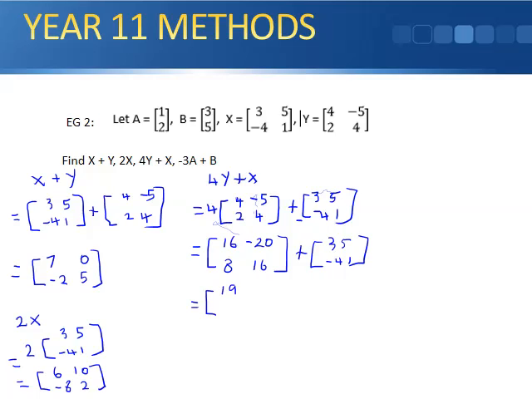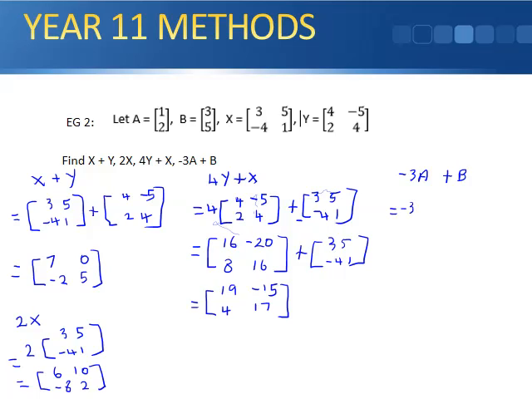16 plus 3 gives us the 19. Minus 20 plus 5 gives us the -15. 8 plus the -4 gives us 4. And 16 plus 1 gives us the 17. I'll do the last one over here. It doesn't matter that we're multiplying by -3 with this matrix. You do it exactly the same way.